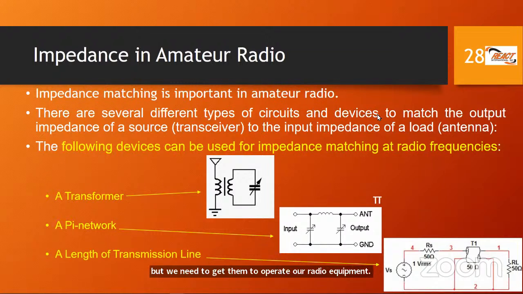So the different types of circuits, what are those circuits doing? They are matching the output of a source, which is a transmitter or transceiver, to the input impedance of a load, which is an antenna. And that's this diagram here.